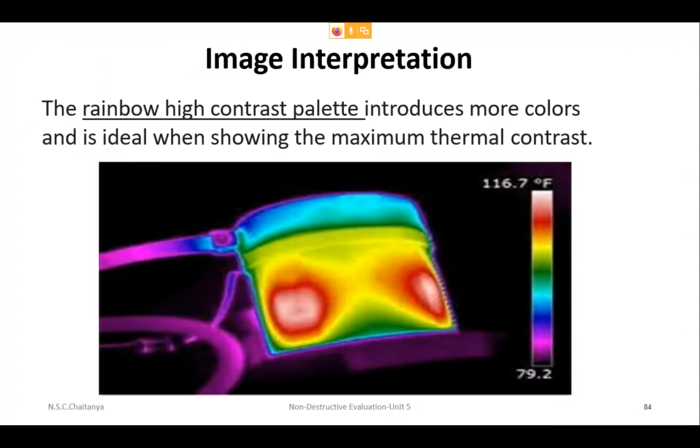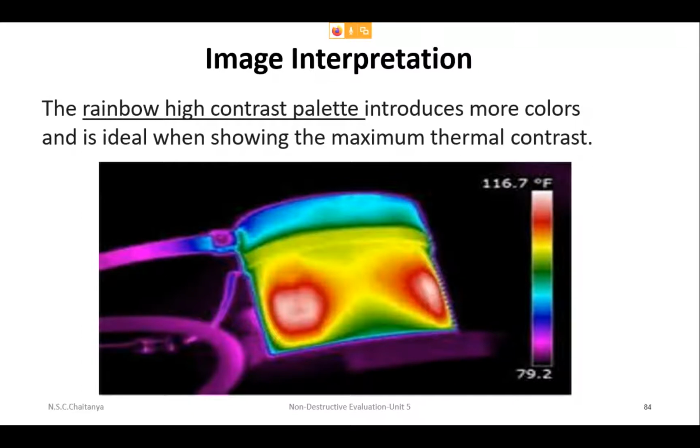Next slide. This is one more type of palette, which is known as the rainbow high contrast palette. This introduces more colors. The name itself says it's a rainbow high contrast palette, so it introduces more colors and is ideal for showing the maximum thermal contrast.